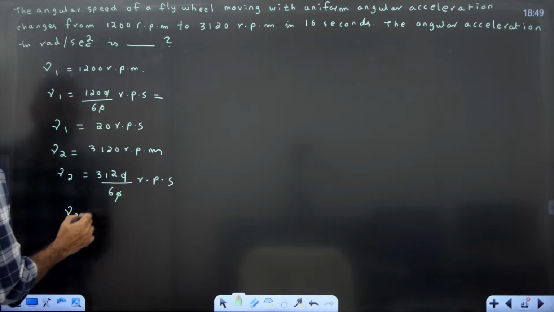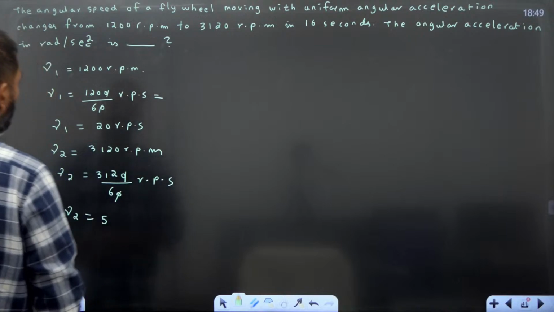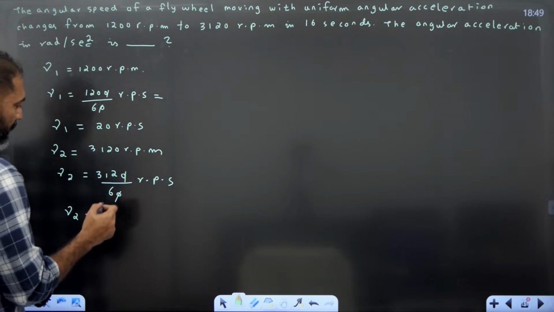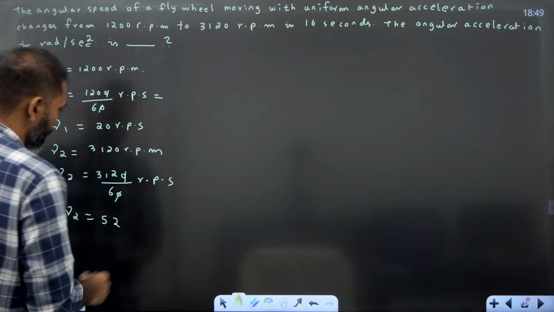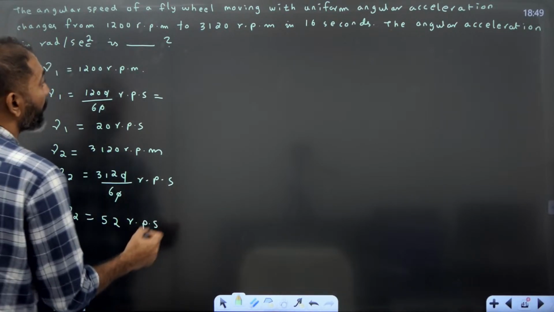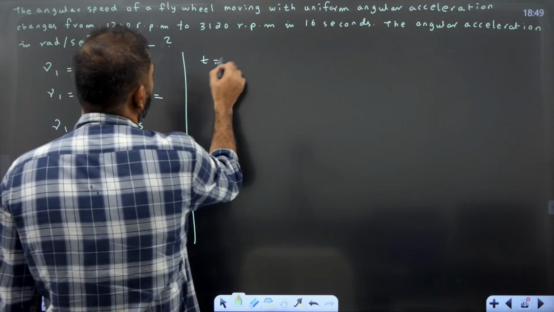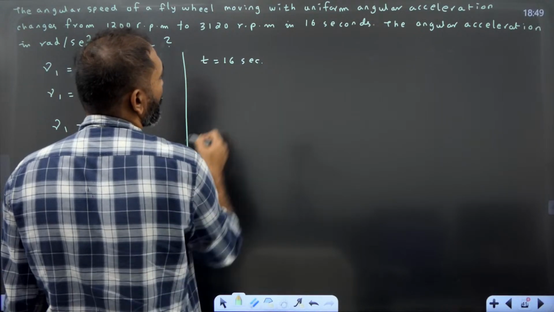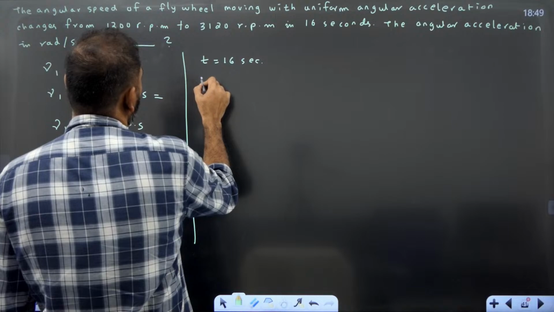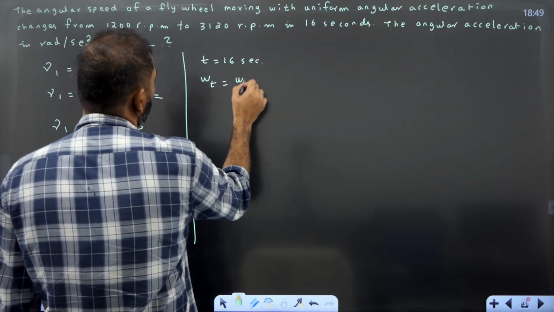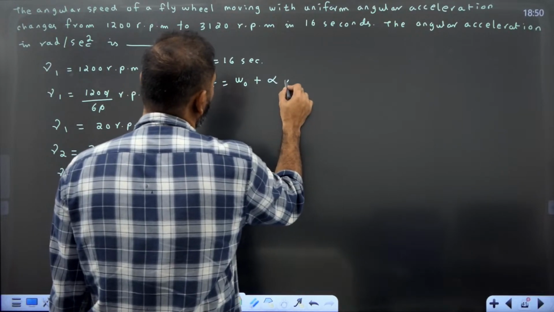So nu2 is equal to 52 rps. So time taken is what? 16 seconds. Okay. Angular acceleration radians per second square. Omega t is equal to omega 0 plus, like v equal to u plus at. So omega 0 plus alpha into t.